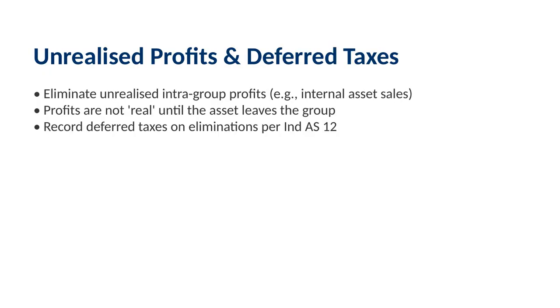We also need to remove unrealized intragroup profits. For example, if one subsidiary sells an asset to another at a profit, and that asset is still within the group, that profit isn't really earned from a group perspective and must be eliminated. Along with this, remember to record deferred taxes on these eliminations, following Ind AS 12.